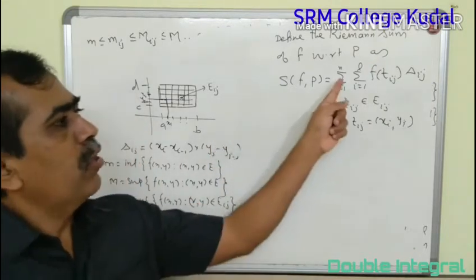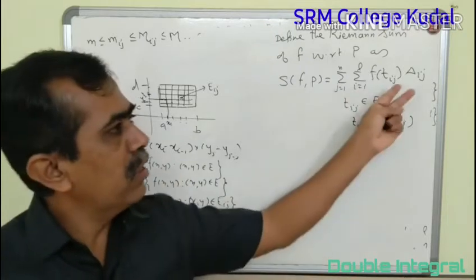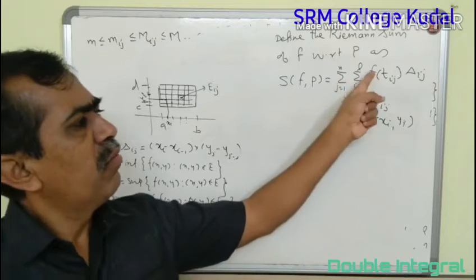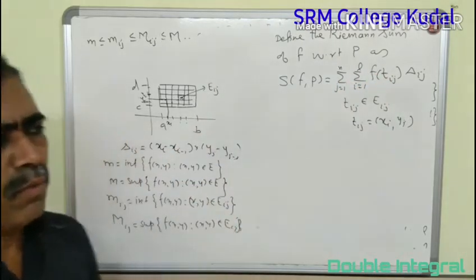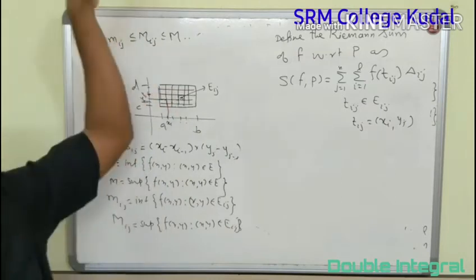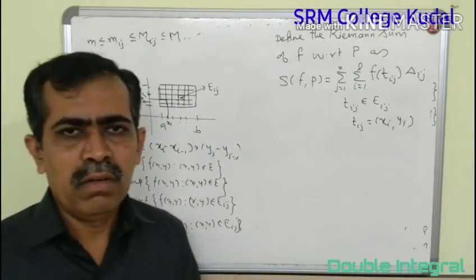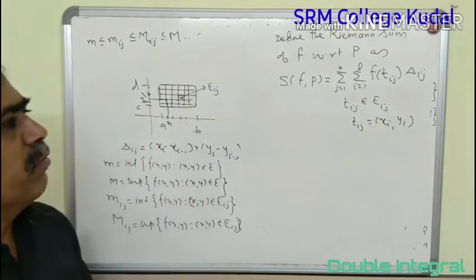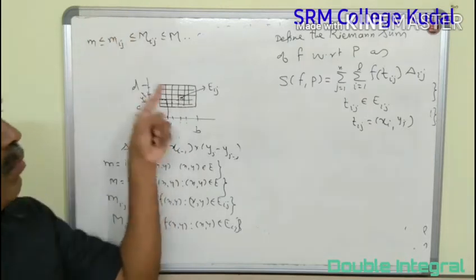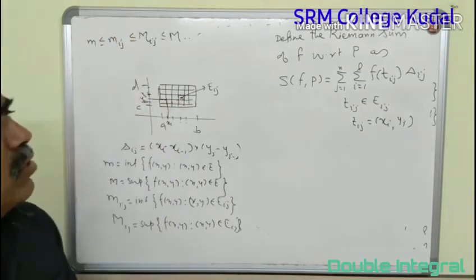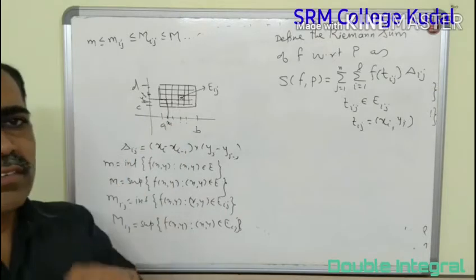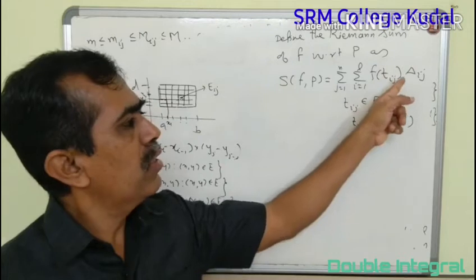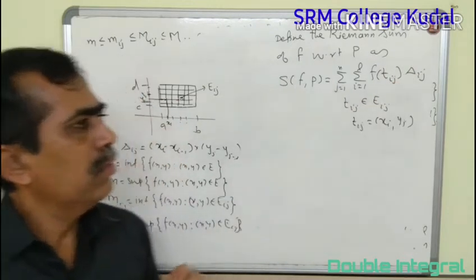Okay, so the value of the function f at any arbitrary point of Eij, into the area of the subrectangle, is the sum of the value of the function. And remember one thing: when you deal with the graph of a function as y equals f of x, f of x always gives you the y coordinate. So for any corresponding x, it gives you the height. Similarly here, the value of the function f at any point Tij, into the area of the subrectangle.